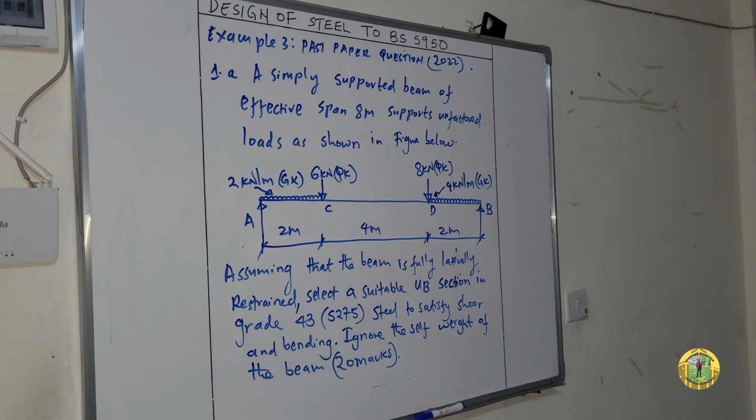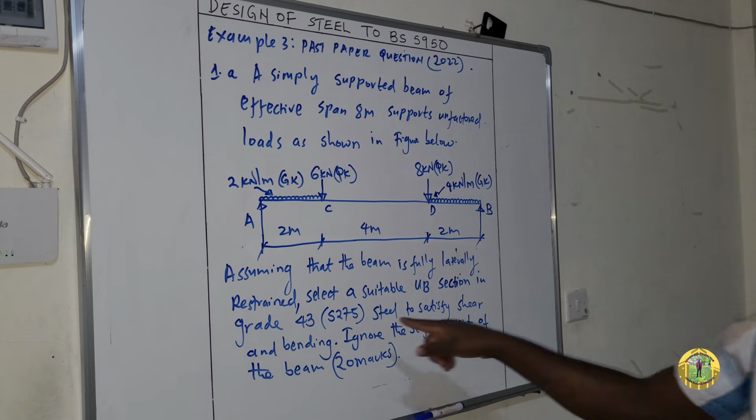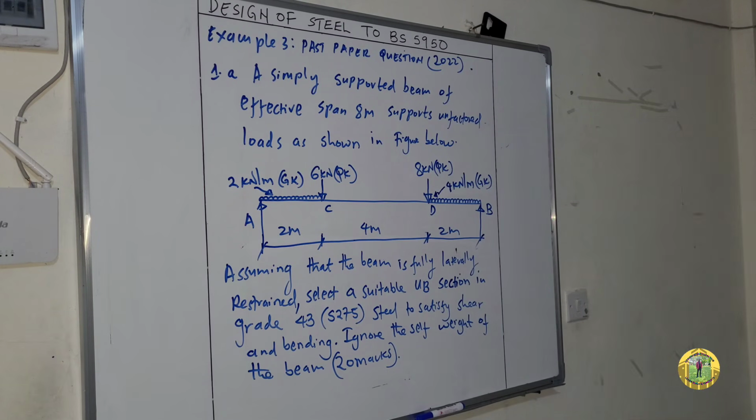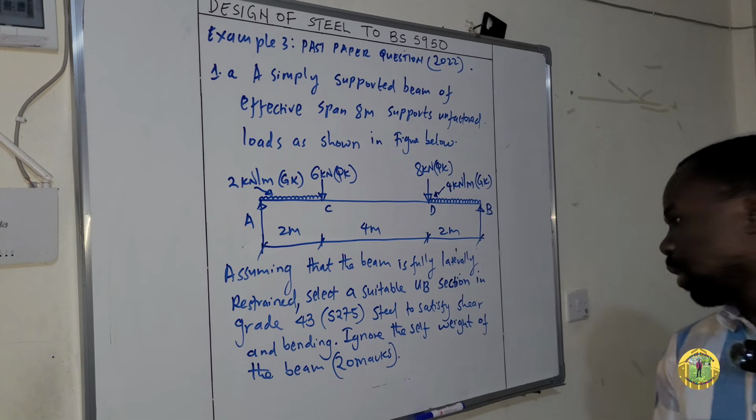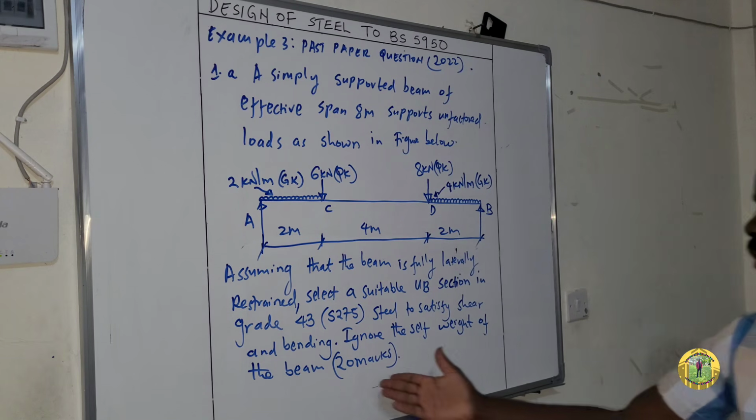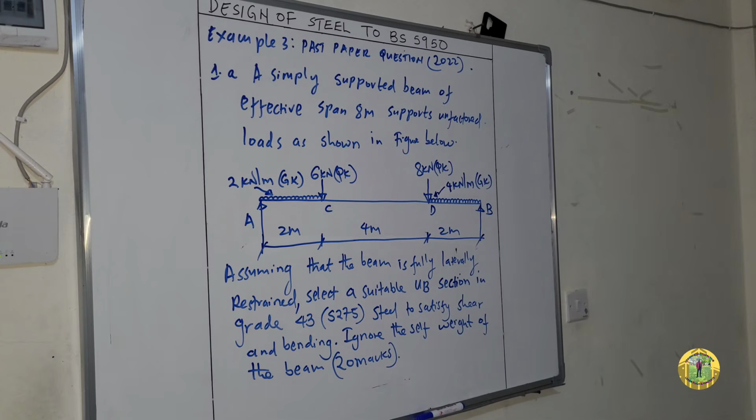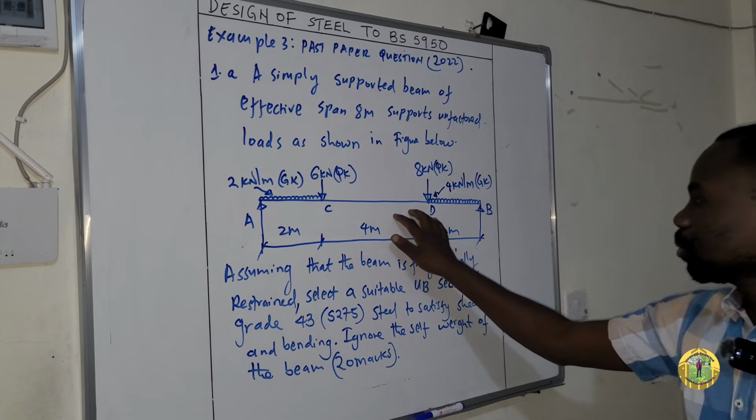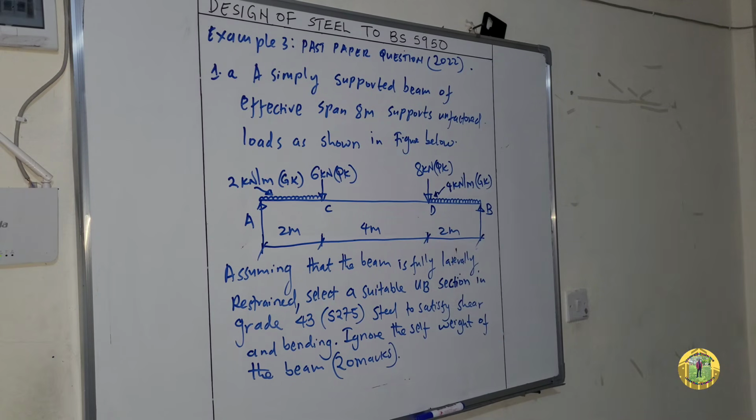In grade 43, the strength is S275, to satisfy shear and bending. Ignore the self-weight of the beam. So the question carries 20 marks. As you can see, this is the beam. The beam is loaded with a point load and UDL.